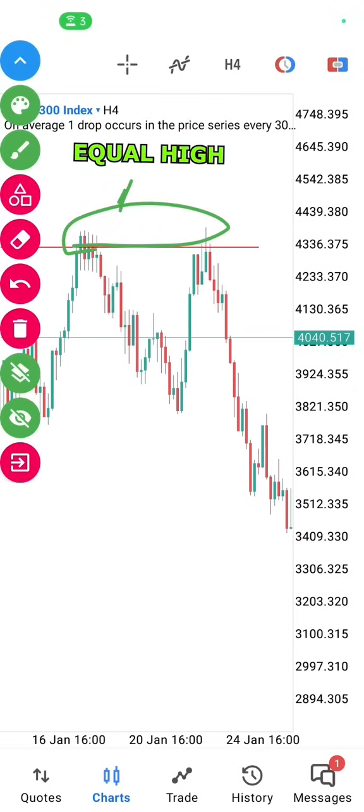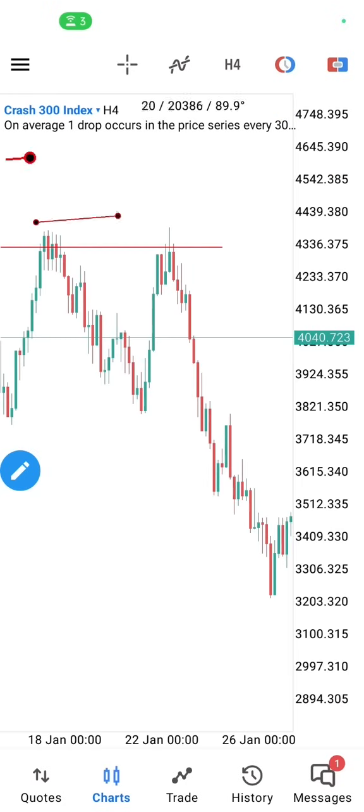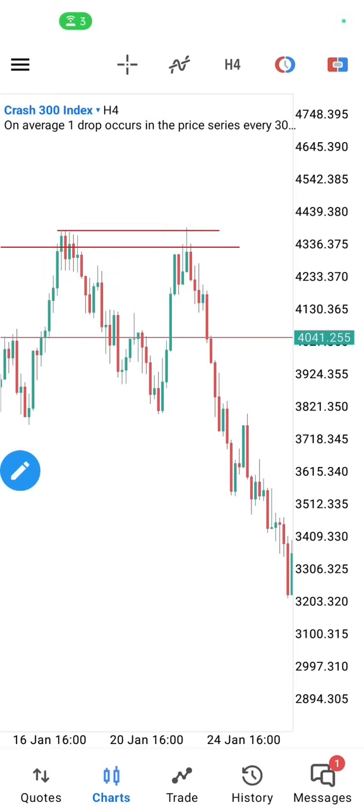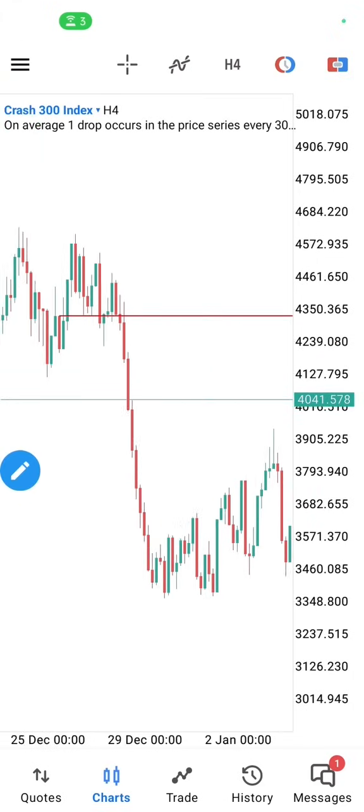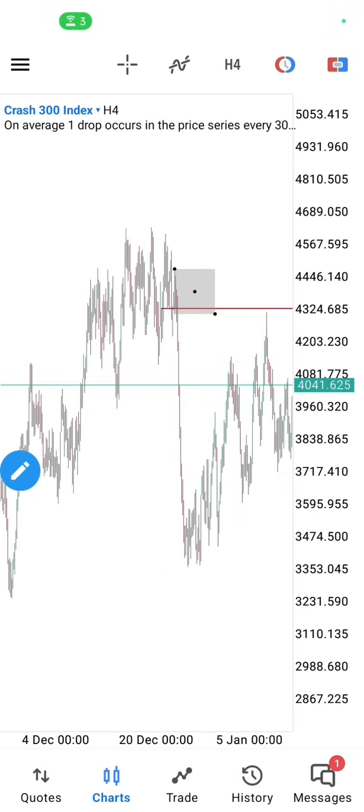So you can see here the equal high. Some can say it's an equal high, and some can also say that there's a wipe around there, but we can certainly agree that it's a short raid above that high. Price poked and then launched down, so it has to be a protected high.